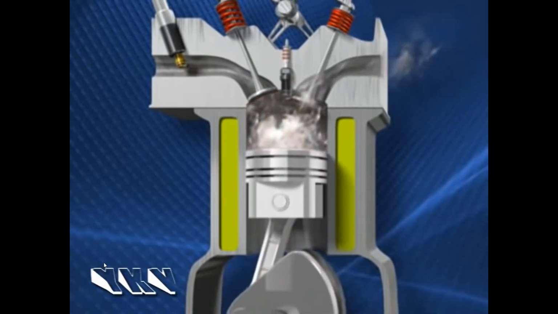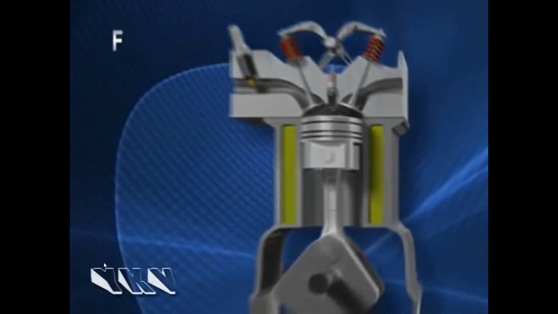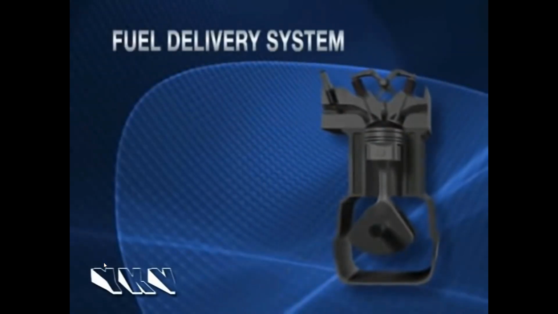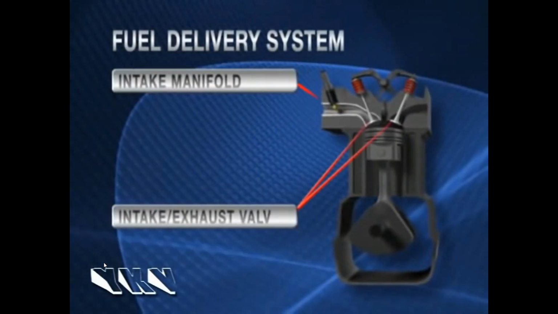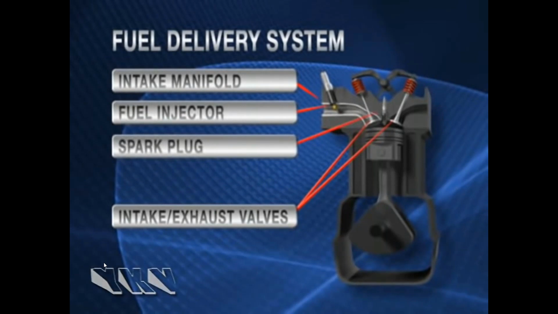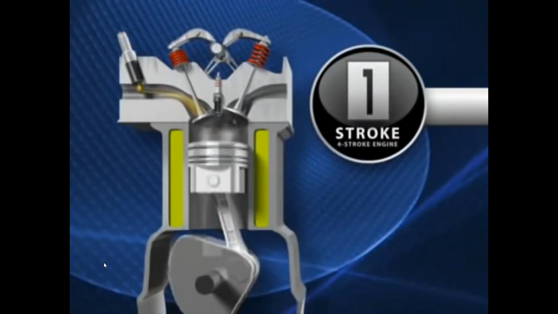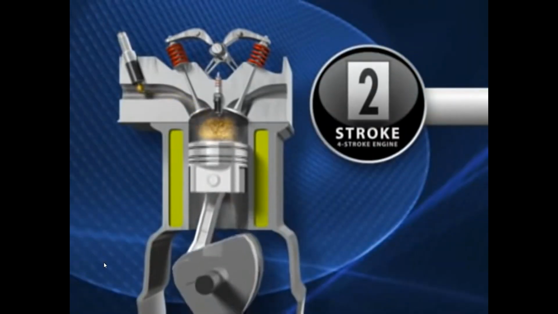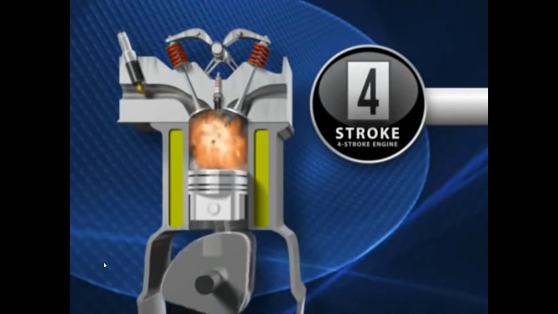To propel that piston, we need to ignite a tiny bit of gas and a whole lot of air. This creates expansion inside the cylinder. The fuel delivery system consists of an air intake manifold, valves, intake and exhaust, a fuel injector, and a spark plug. A 4-stroke engine is called a 4-stroke because 4 up and down motions are needed to complete the cycle.